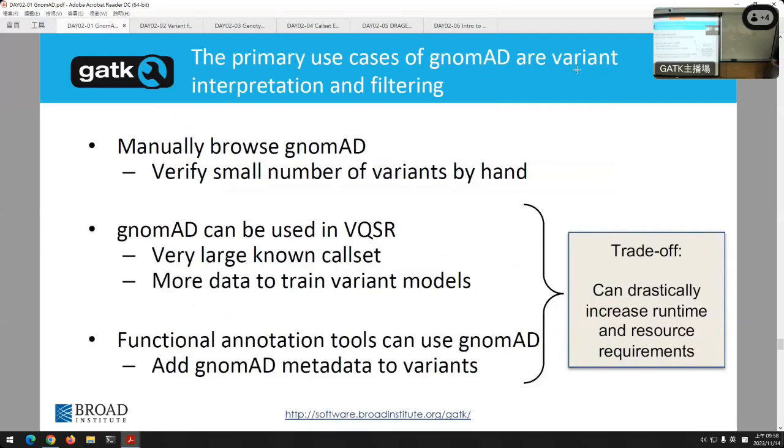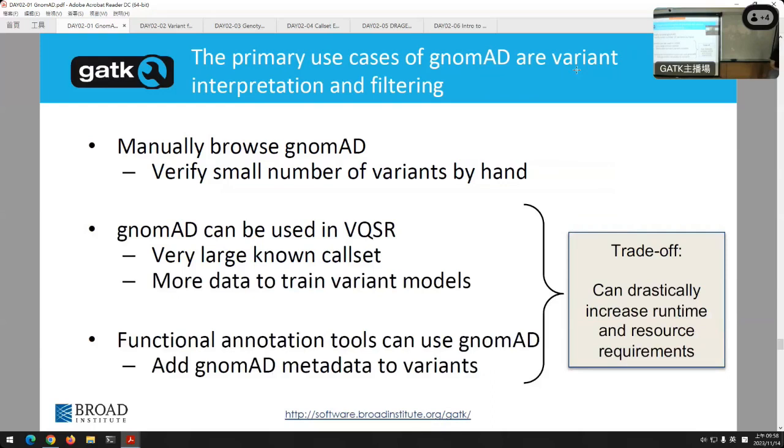Okay, so now that you've seen the gnomAD browser, what can we actually use this for? gnomAD is primarily used for variant interpretation and filtering. So one use case is that you can manually browse gnomAD through the browser. You can look at a small number of variants or genes. And this is really useful in a clinical setting.